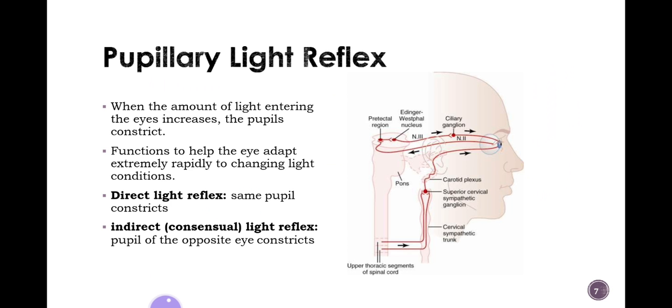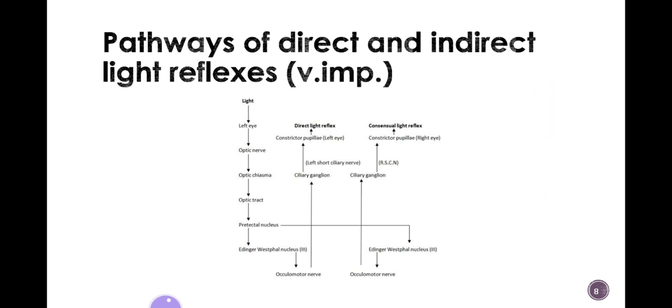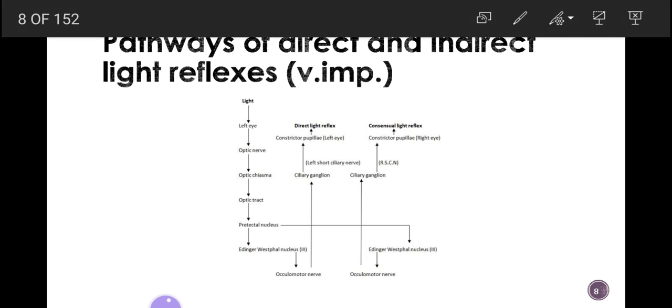So we have pupillary light reflexes. One is the direct and the second is the indirect light response, the consensual light reflex. Its pathway is very important. What is it? If we shine light on the left eye, it passes through the optic nerve, then to the optic chiasma, then the optic tract, pretectal nucleus and Edinger-Westphal nucleus of both sides, then to the ciliary ganglion, then the left short ciliary nerves and right short ciliary nerves. Then there is constriction of the pupil of the left eye.